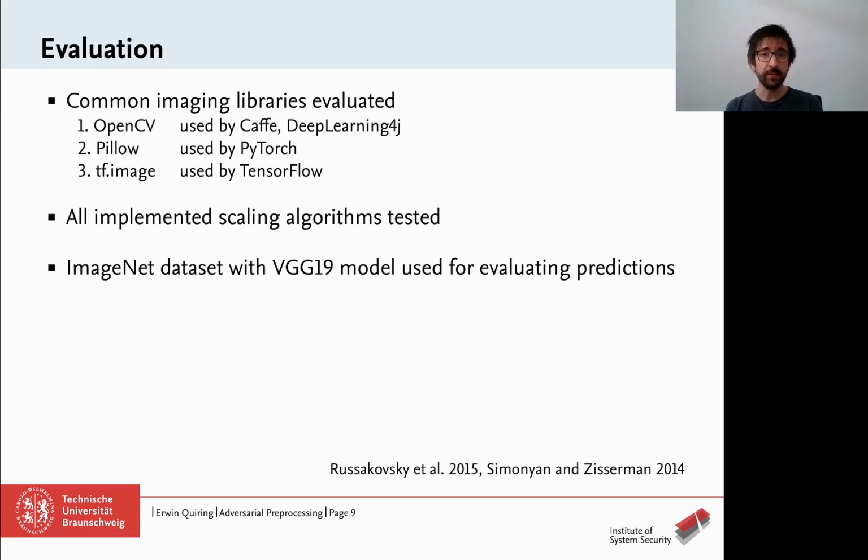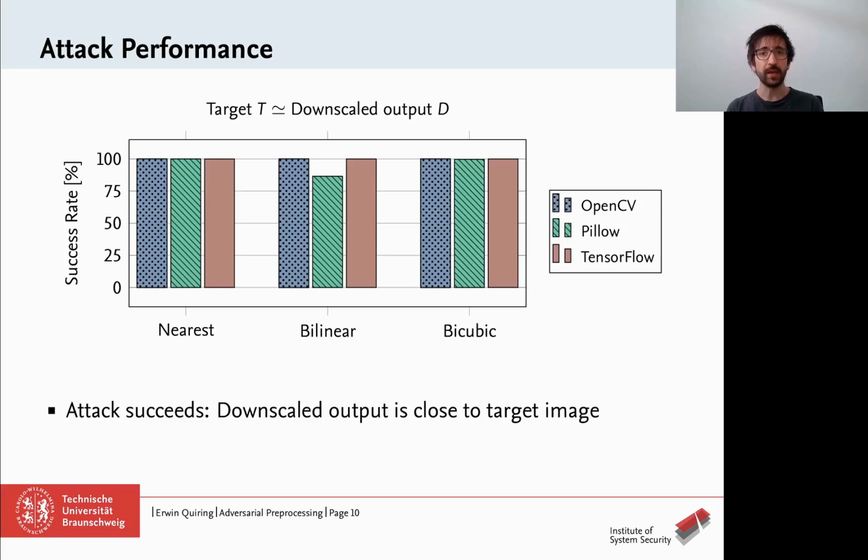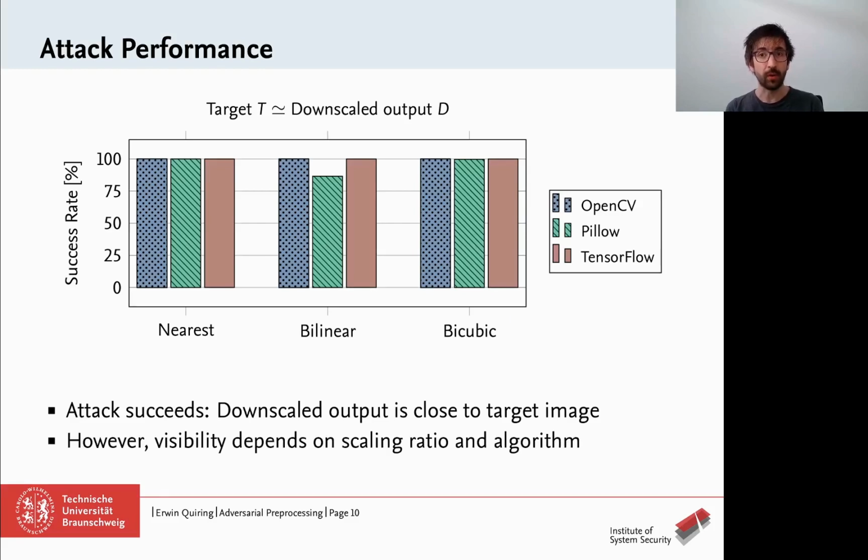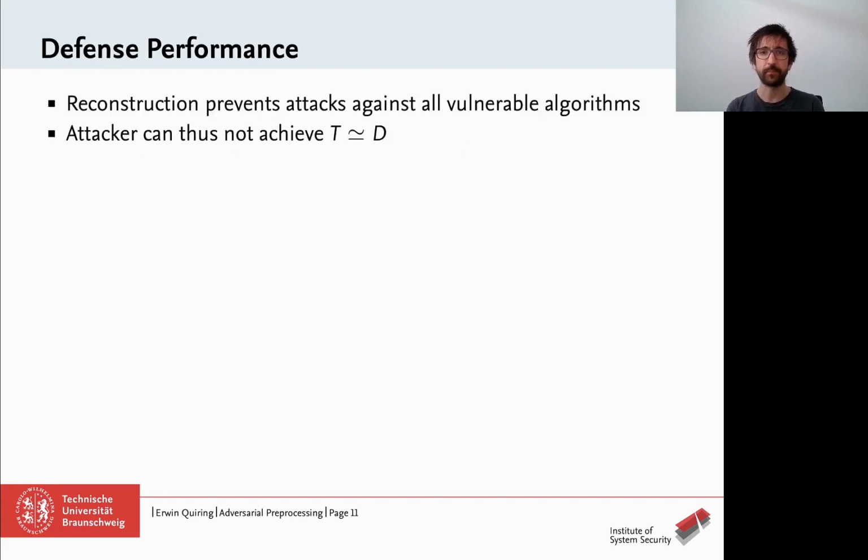For evaluating the attacks and defenses, we consider 3 common imaging libraries. We test all implemented scaling algorithms and use the ImageNet dataset to have a realistic image setting. First, let's check if a downscaled output corresponds to the target image. As we can see, the attack is usually successful for all algorithms and libraries. However, we have another goal. The modified source image should be similar to its original version. Our evaluation shows that the success of attack here depends on the scaling ratio and the algorithm or library. At this point, I'd like to refer to the paper for more details.